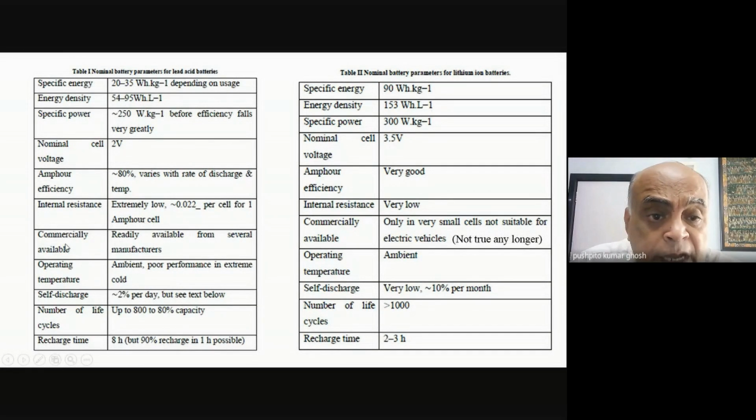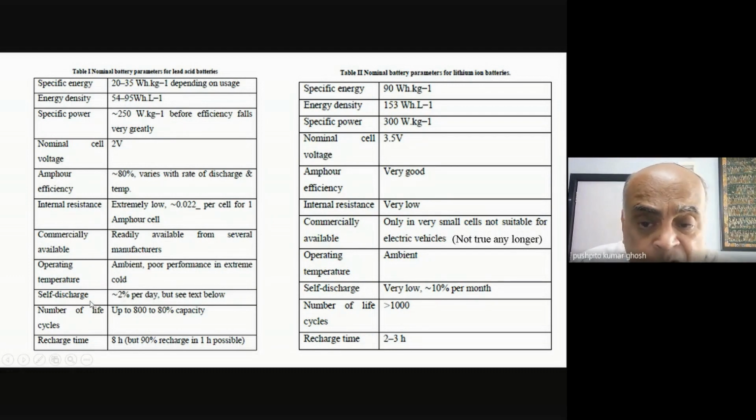Earlier, it was used only in very small cells like mobile, laptop, etc. But today, ever since Tesla introduced it in electric vehicles, lithium-ion battery is no longer about small application. They have even run trucks with this kind of battery.